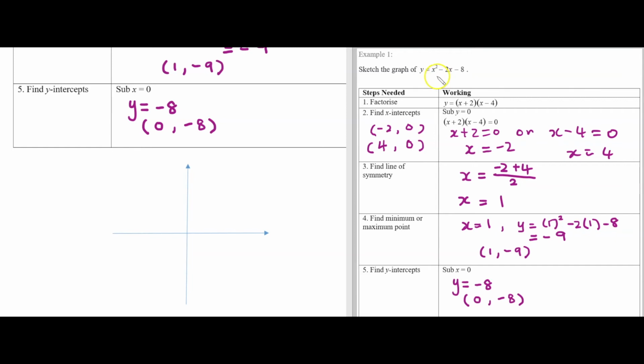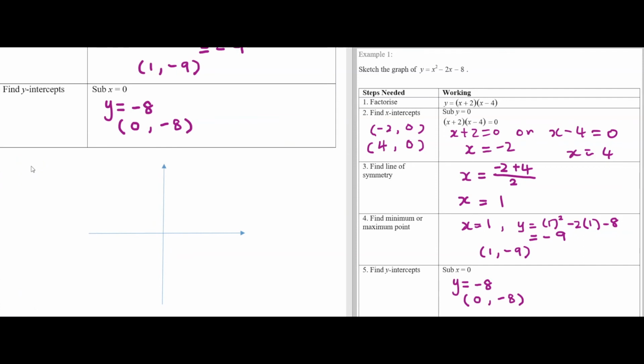Now remember that in this equation we have x squared and it's positive. So this graph is actually the happy graph situation. So the graph should be a happy graph situation, therefore it should look something like this. Okay, but first of all, we need to label our axis.